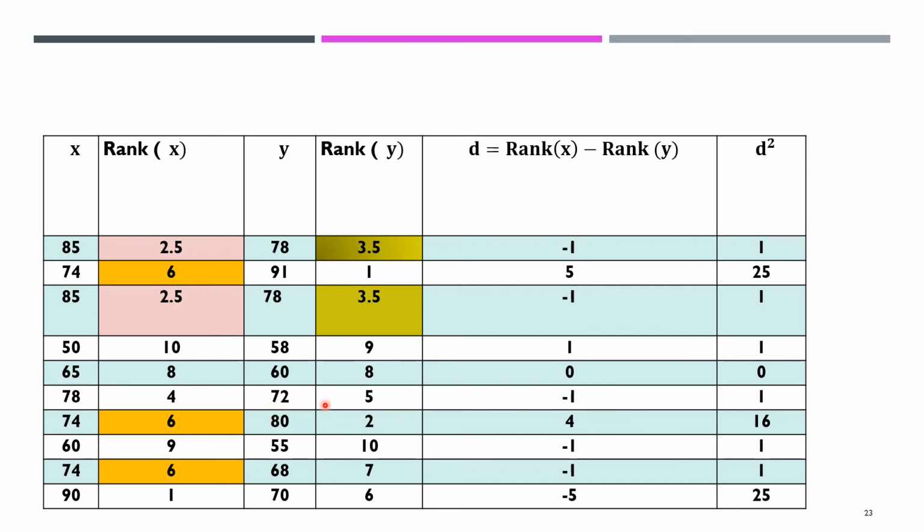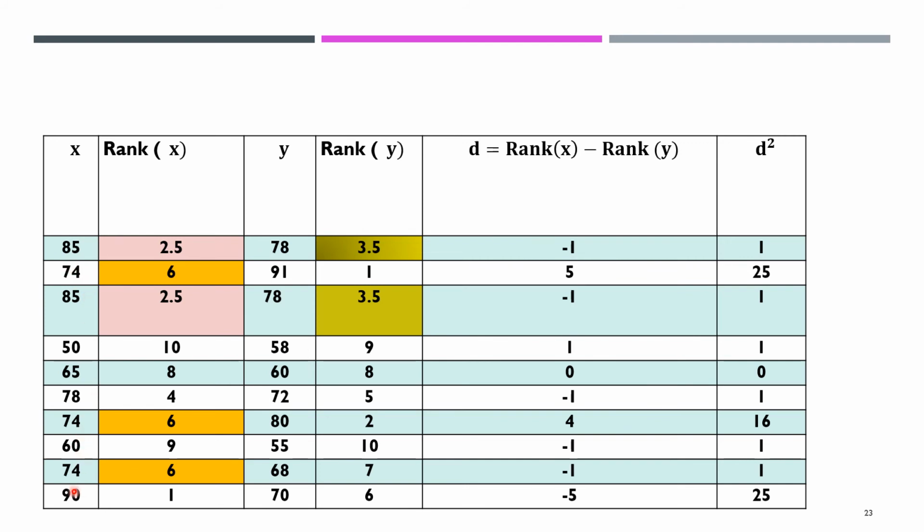The next number is 72. That will be given rank 5 because 3 and 4 are gone. Then we have 70, that is given rank 6. Then we have 68, rank 7, 60, rank 8, 58, rank 9, and 55, rank 10. Okay, so here now we are having numbers repeated. 85 is repeated 2 times, so m1 is equal to 2.